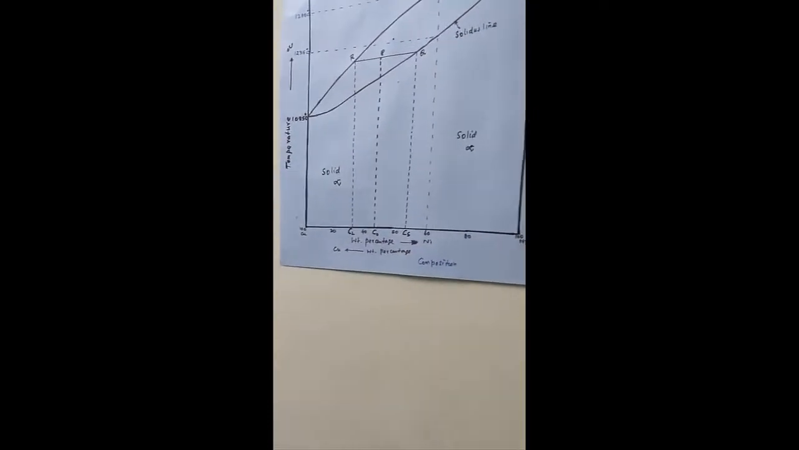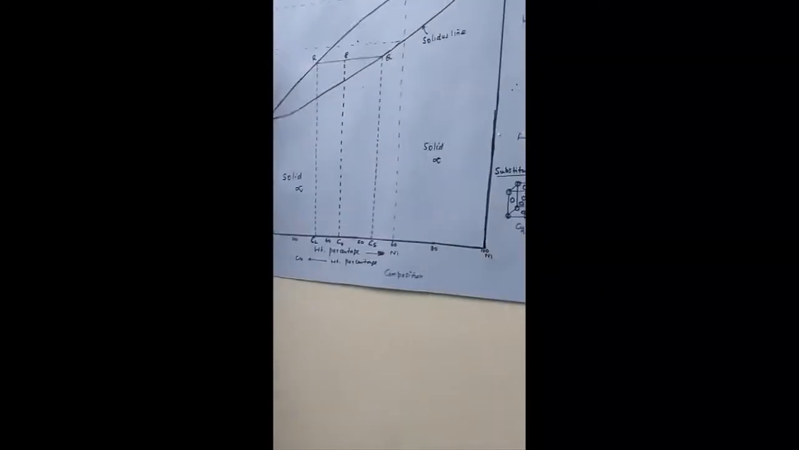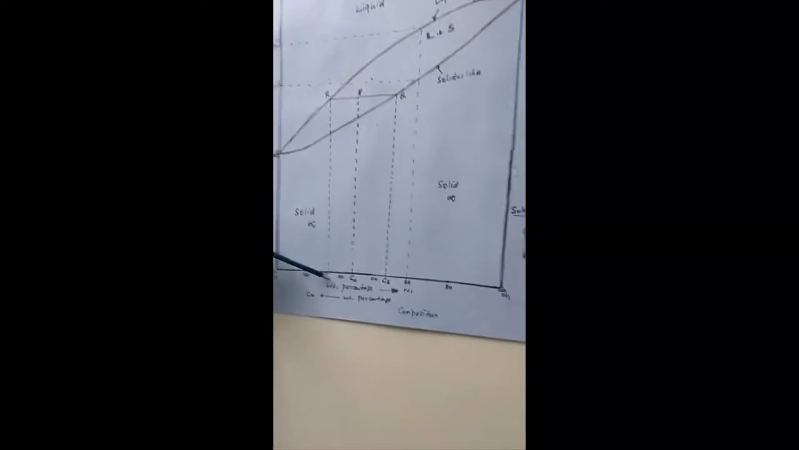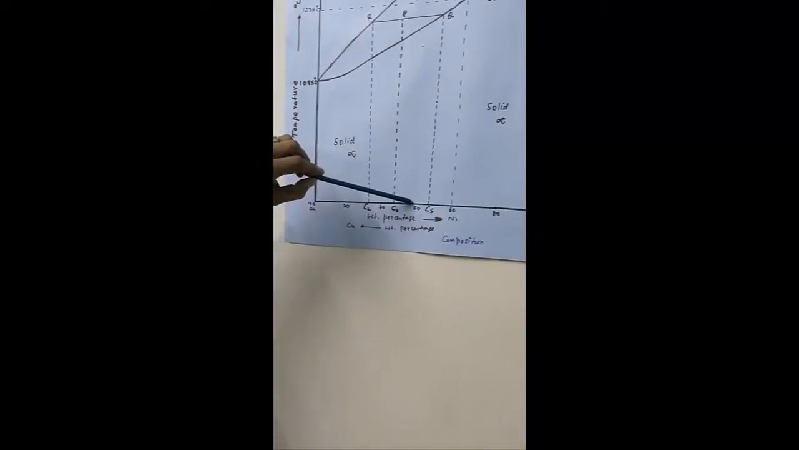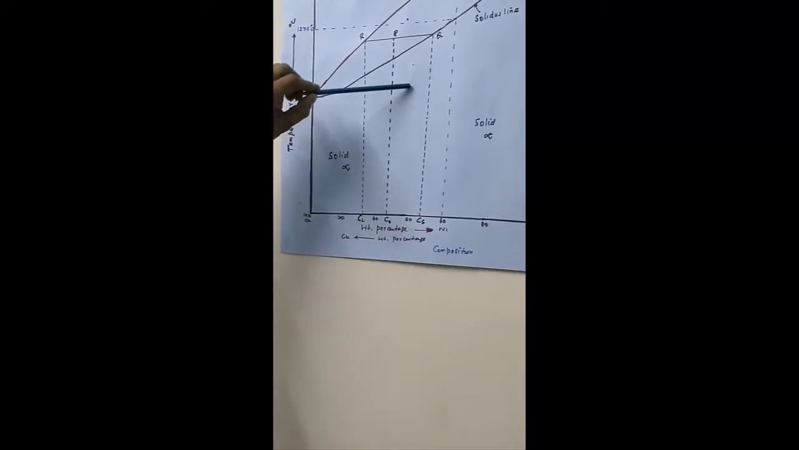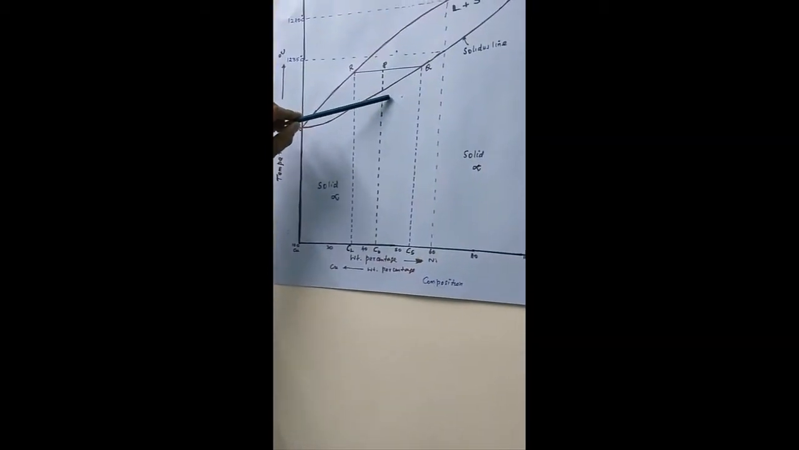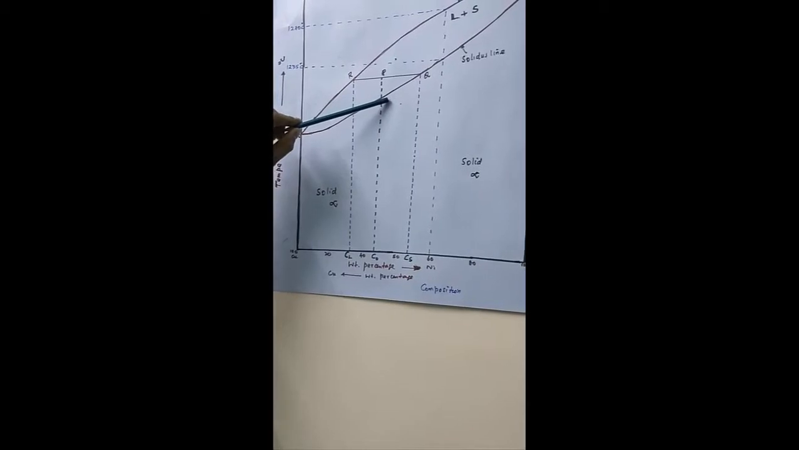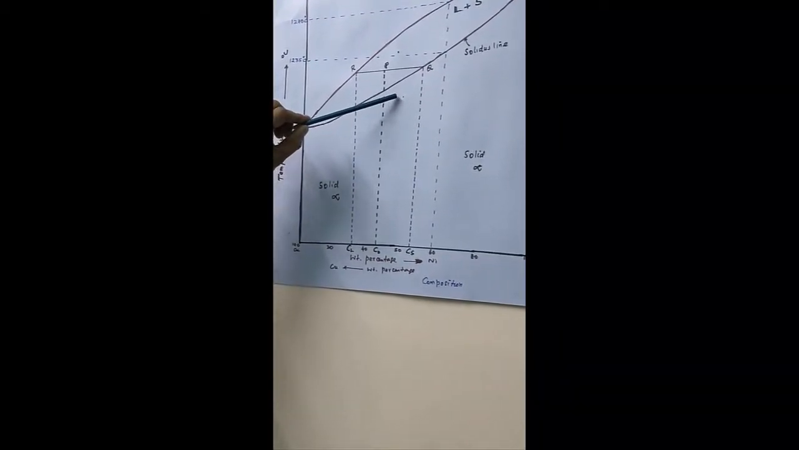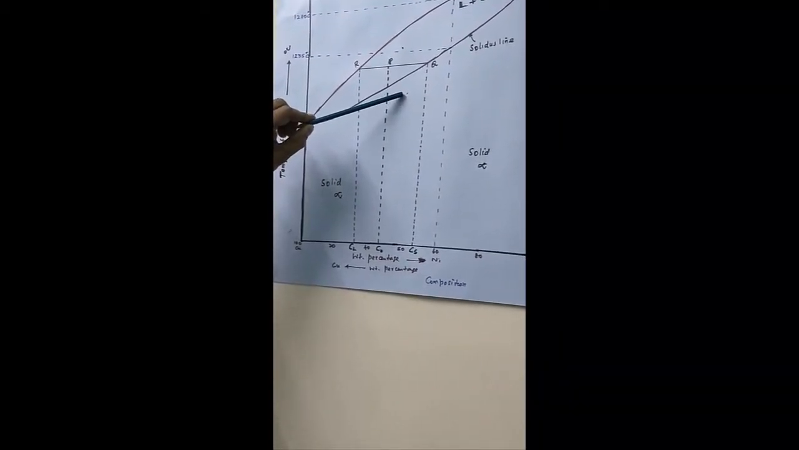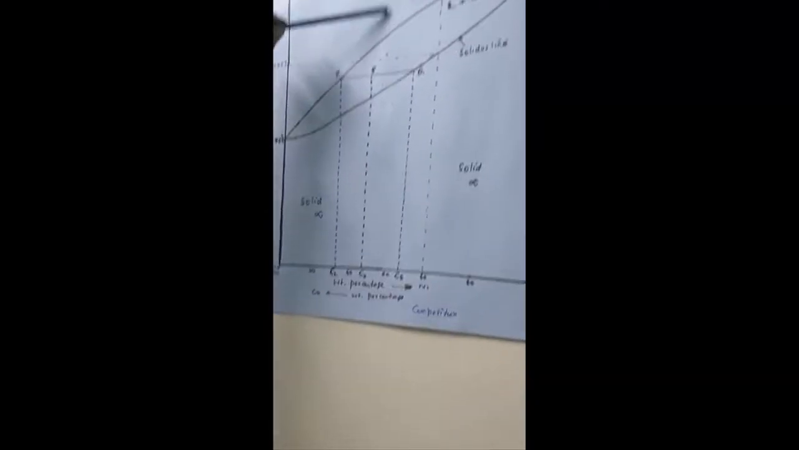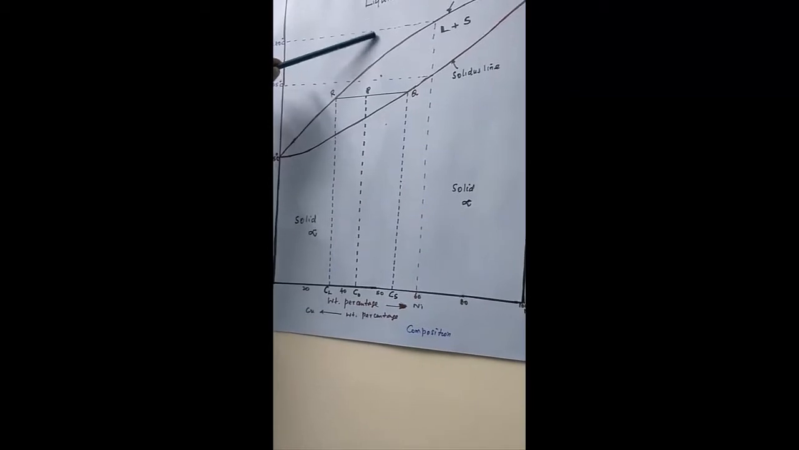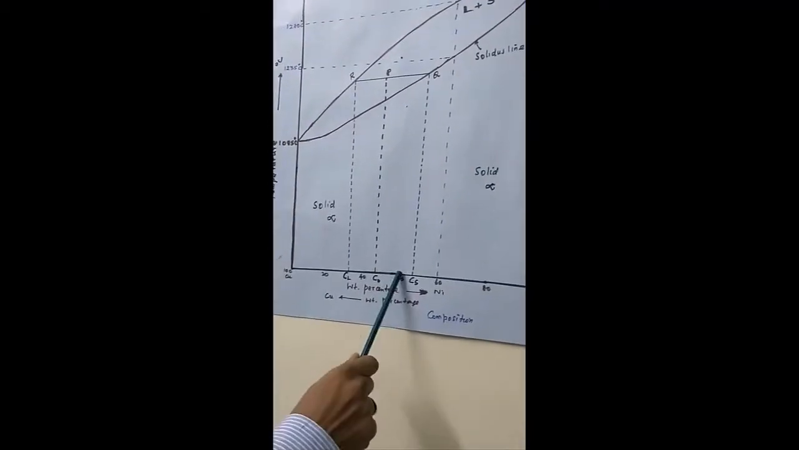See in this diagram, for example, we can take the 50% copper and 50% nickel alloy system. So this is a binary phase diagram. We call it a binary phase diagram because it has two constituent elements, copper and nickel.